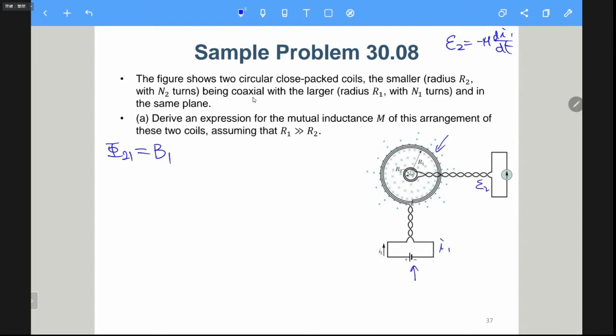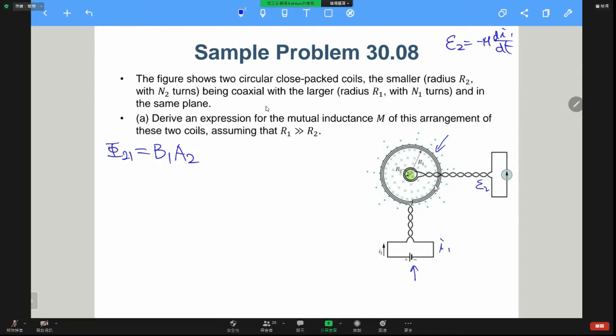But we only consider the cross-section area for coil 2, because we hope to find the EMF for the second coil. So we should use A2 here. B1 is the magnetic field generated by coil 1, and then it is the effective area which will be absorbed by the second coil.